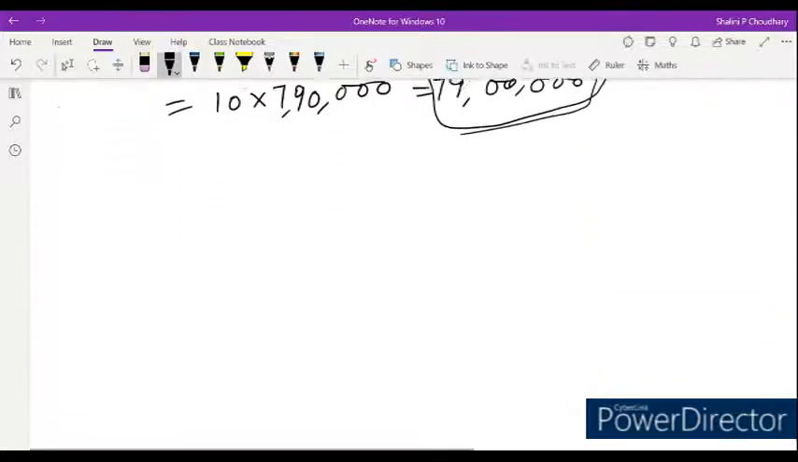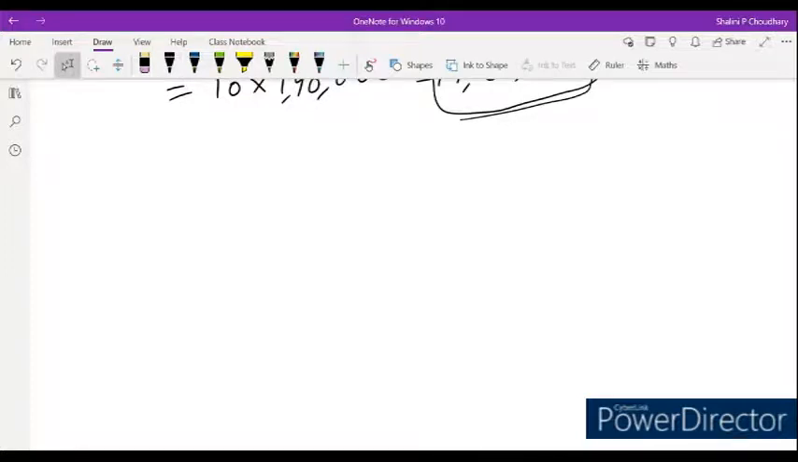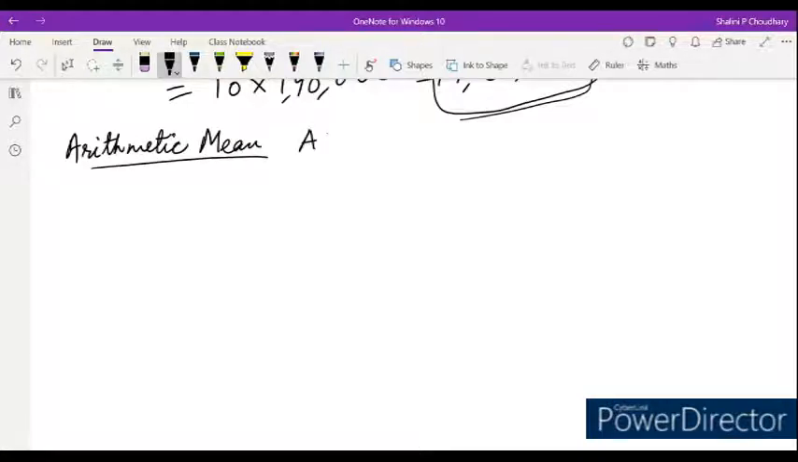Now we'll move to the next concept, arithmetic mean. What is arithmetic mean? See, arithmetic mean, we can also write this as AM.